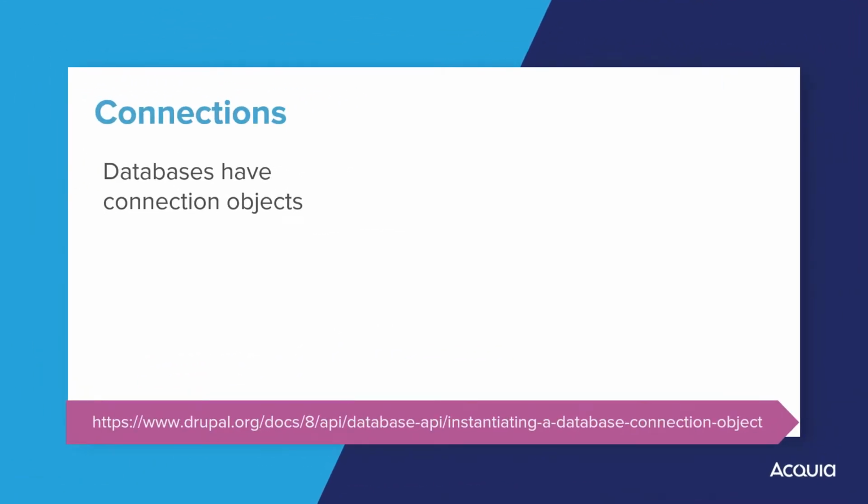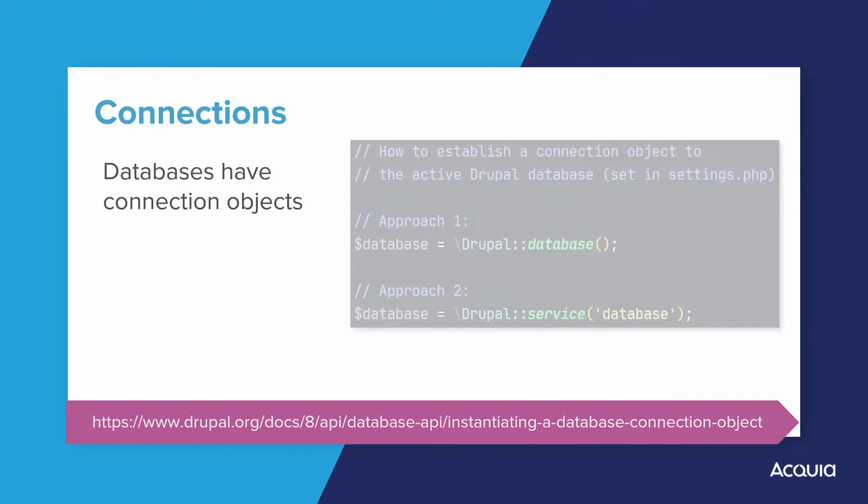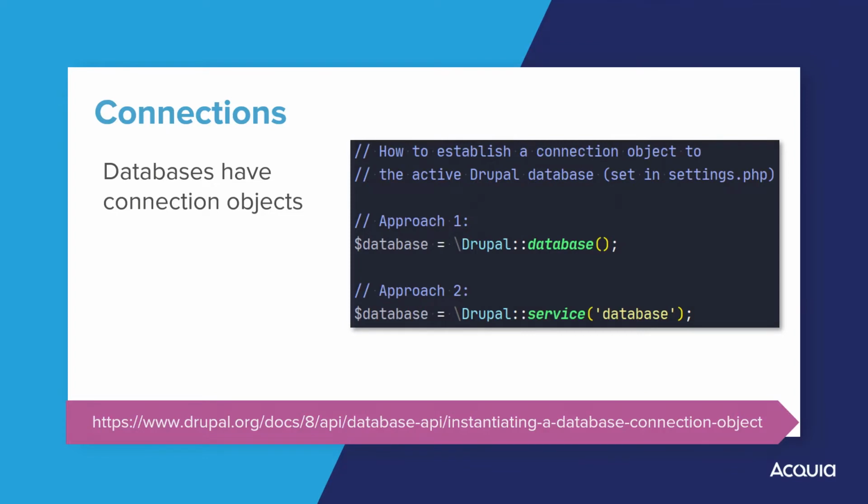Every database which Drupal connects to has a single connection object associated with it. To access a connection object for the active database, the code is straightforward. Use. Essentially, these two lines of code are two ways of saying the same thing, like tomato, tomato.